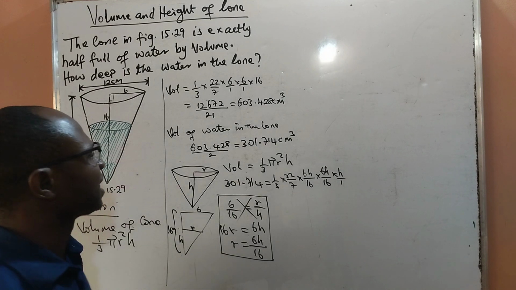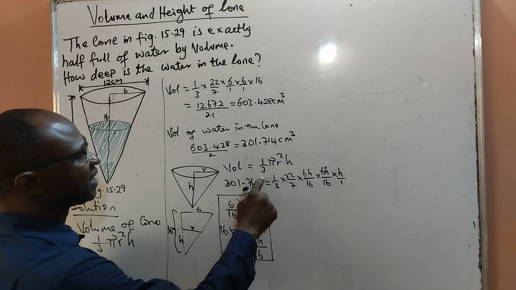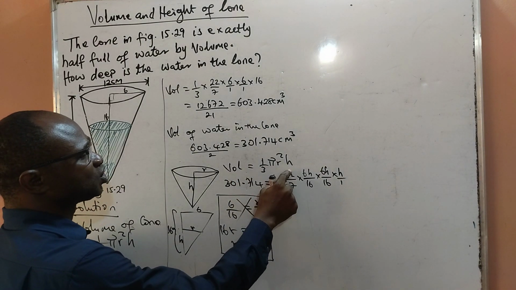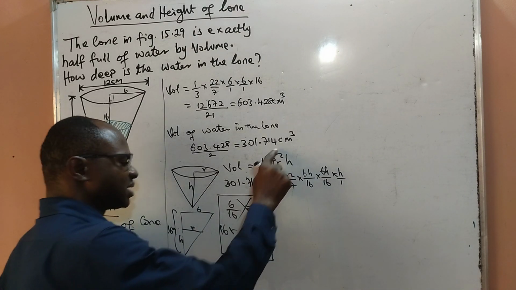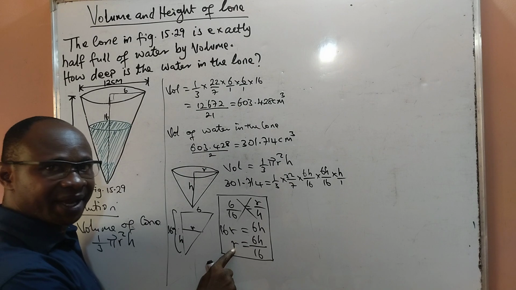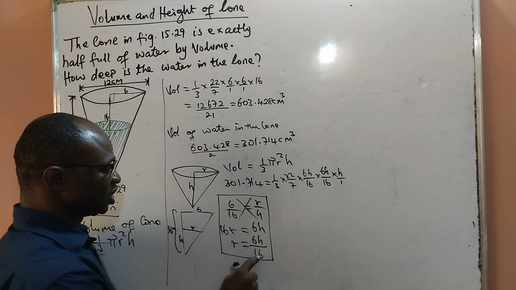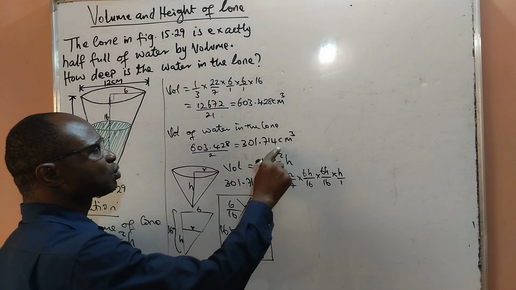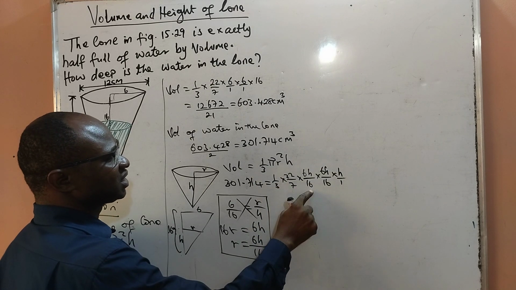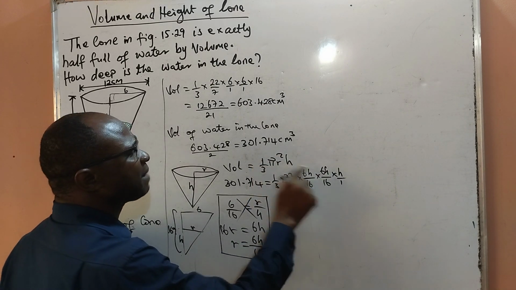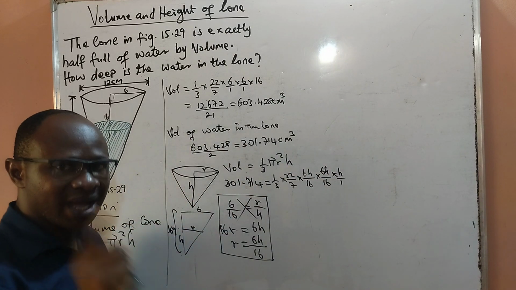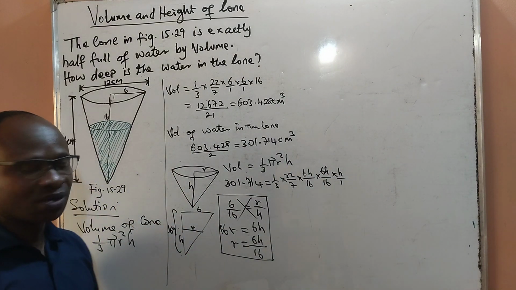And what is it that I have done? 1 over 3 multiplied by pi, which is 22 over 7, multiplied by r squared. And the r, I have found the r here to be 6h all over 16. So, and it is squared. 6h over 16 multiplied by 6h over 16 because r is squared. Then multiplied by h, which is the height. At this point, it is progressing well.